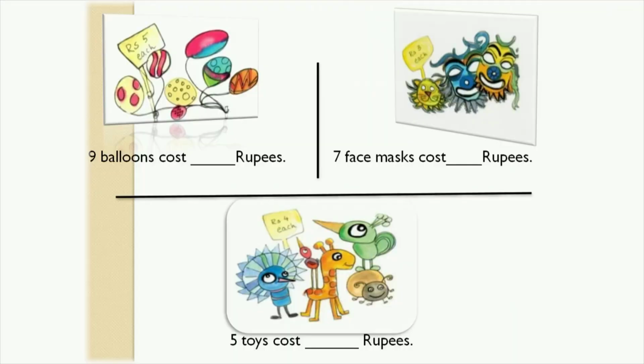In the first picture, I have drawn balloons and the cost of one balloon is rupees 5. But how many balloons do you have to buy? You have to buy only 9 balloons and you have to calculate how much money you will give for 9 balloons. So, find it out. Same with the mask and same with the toys.